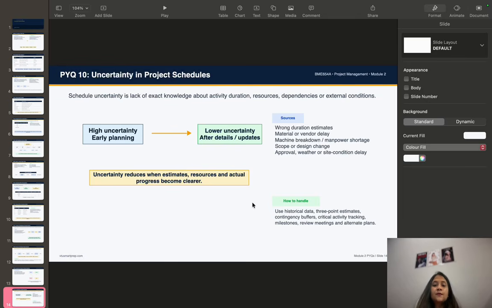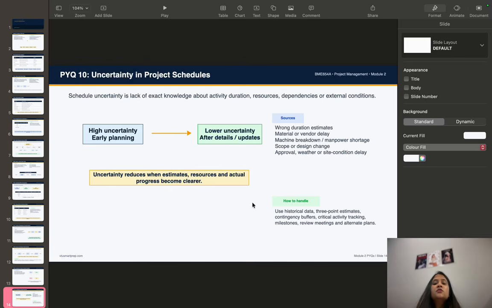So remember this flow. So you can say schedule uncertainty means lack of exact knowledge about activity duration, resource dependency, and external conditions. At the beginning of the project, uncertainty is so high, but as the project progresses, more details become available and uncertainty reduces.